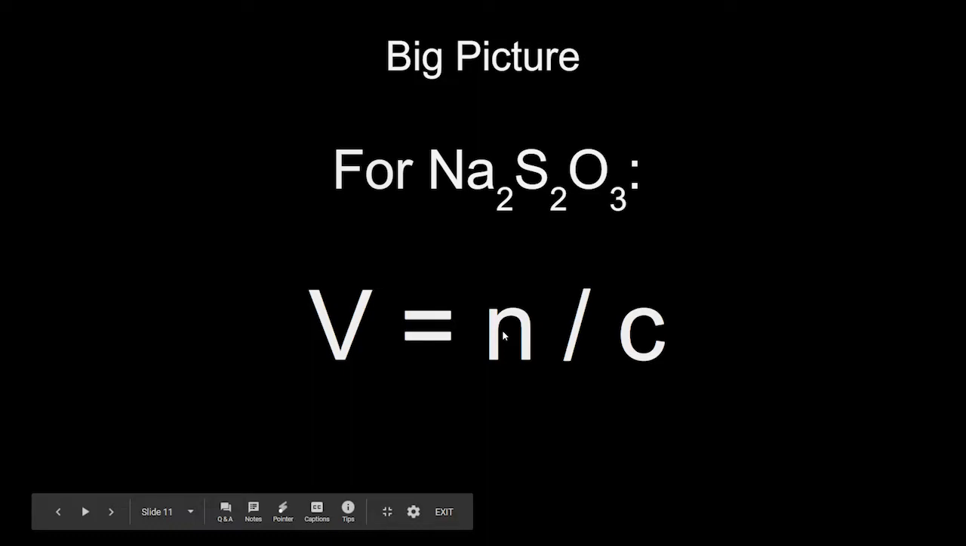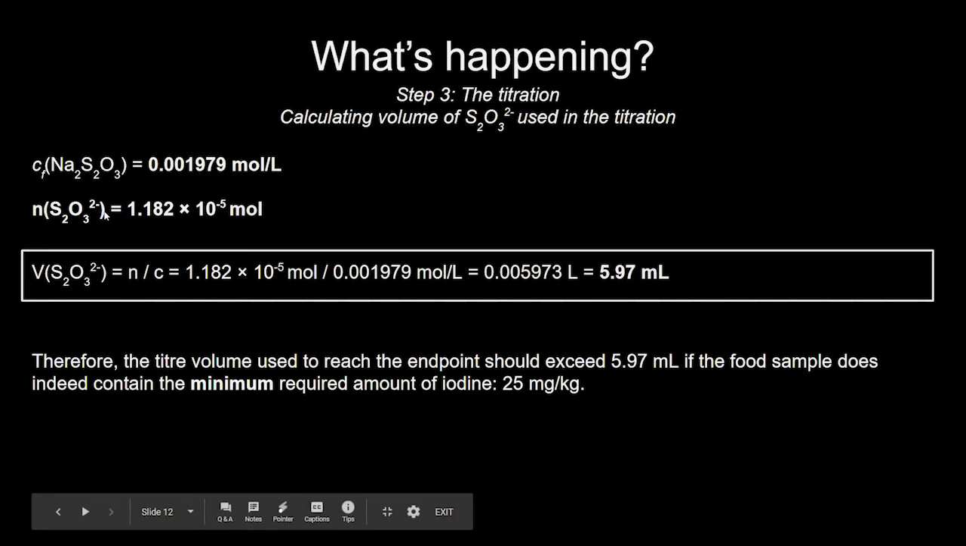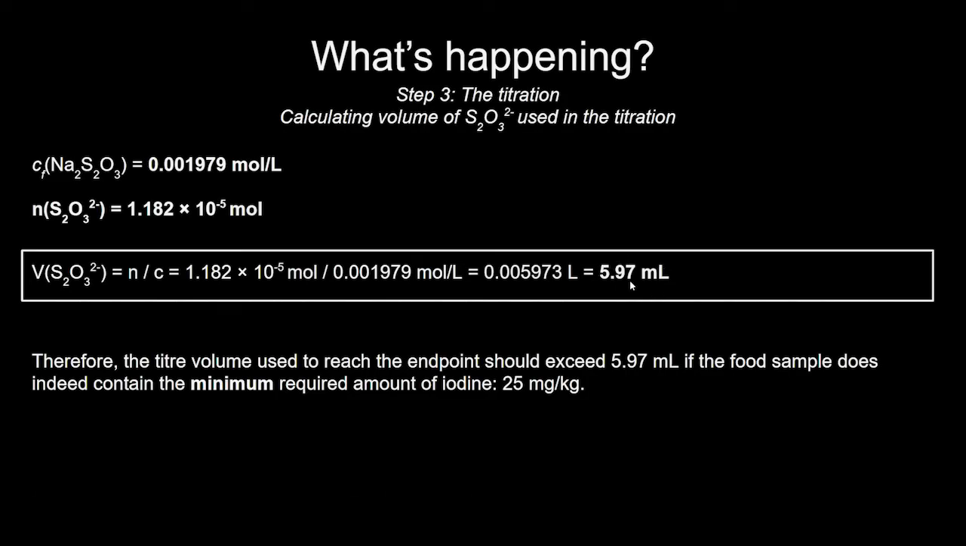We know the moles now, we know the concentration. Let's plug it in, see what we get. Once again, just a summary of the two values we just figured out here. I just plugged them into that regular equation, and we get that 5.97 milliliters is the minimum amount of titrant we need to use to ensure a food sample meets the minimum requirements for iodine in it. So if a food sample really does contain 25 milligrams per kilogram, and we're using titrant of this concentration, we expect that the food sample should require exactly this much volume of sodium thiosulfate titrant to prove that. I hope that makes sense.